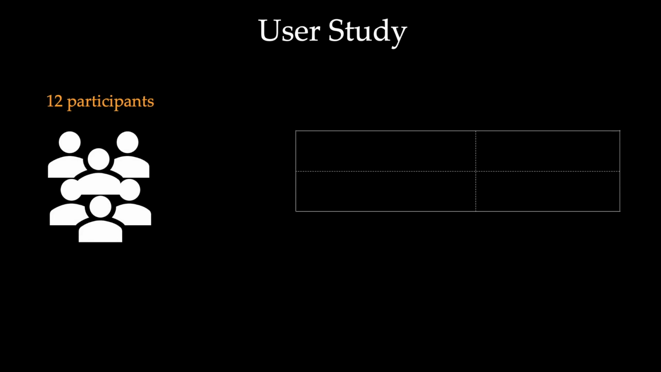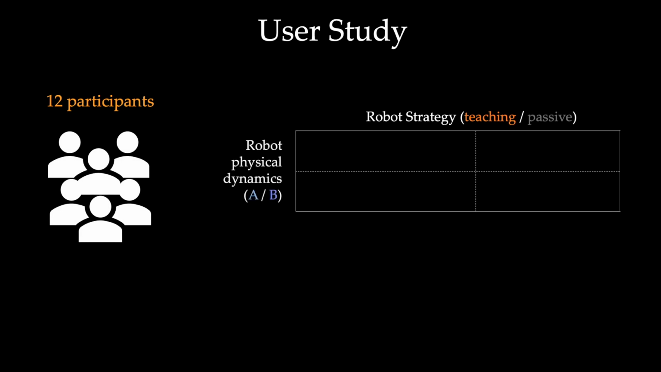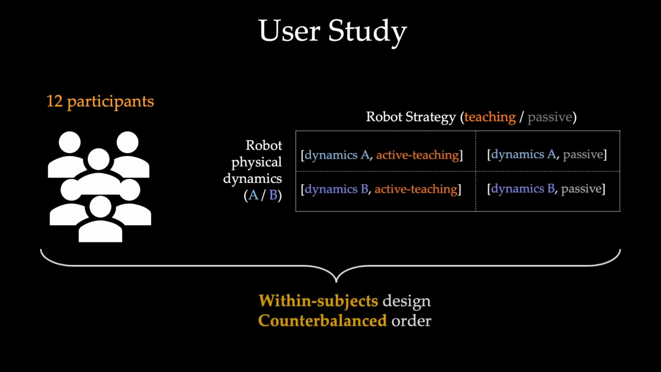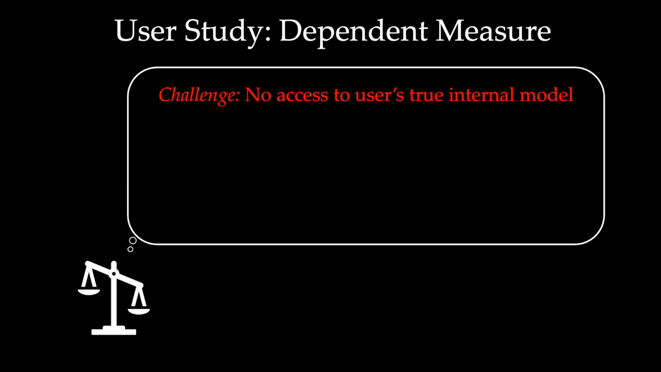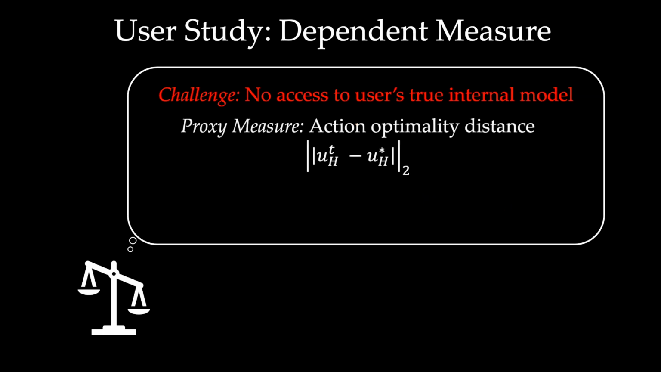We used a 2x2 factorial design and manipulated the robot strategy: active teaching, where the robot influences the human's internal model, and a passive robot, where the robot does not intervene. We also manipulated the dynamics bias, robot lagging in the X direction or Y direction. We used a within-subject design and counterbalanced the order of conditions. Although we do not have access to the human's internal model, as a proxy, we measured the distance between the human's executed action and the optimal action under true robot dynamics. Intuitively, the better the human understands the robot, the more optimally they should be able to control it.